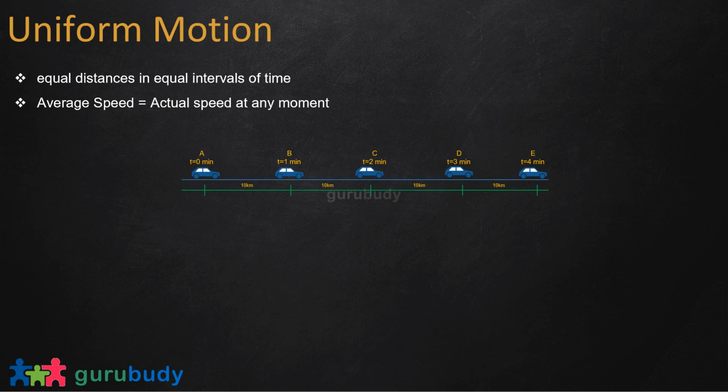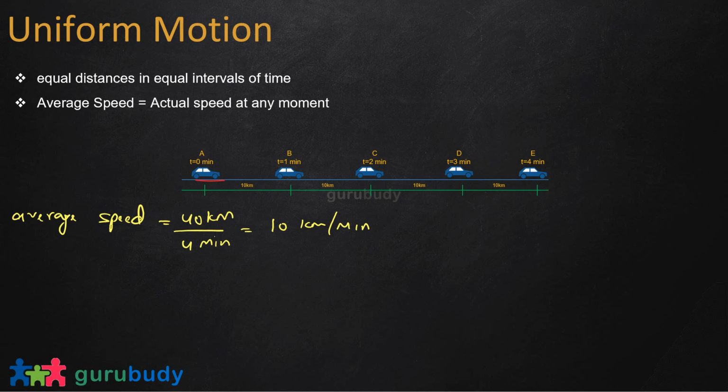What I mean by that is, in the motion we just looked at, the car is traveling from A to E. What is average speed? Average speed is basically total distance divided by total time. Total distance is about 40 kilometers, right? Total time is 4 minutes. So the average speed is 10 kilometers per minute.